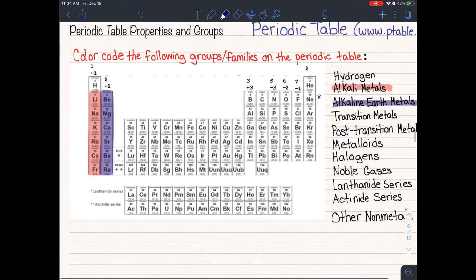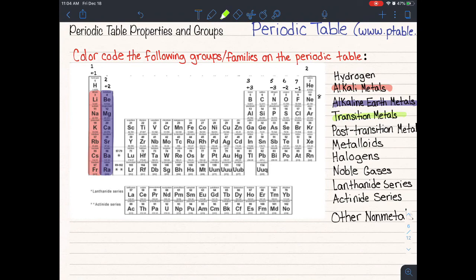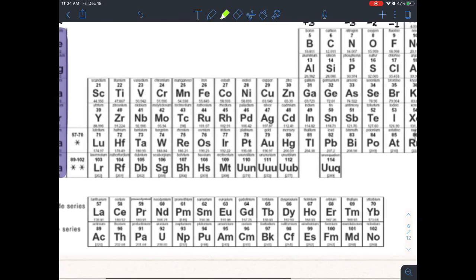Our next one, which we've been referring to as the transition metals for quite a long time, are those D block elements. So going through and highlighting scandium down to lawrencium and then all the way across. So just color code in that portion. Again, feel free to pick the colors that you prefer, the ones that you can easily see, easily distinguish. So our transition elements are also referred to as the D block elements.